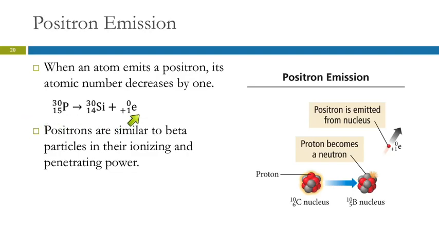So here we have an equation showing positron emission. So there's the positron. The atomic number is going down by 1. The mass number is staying the same. So positrons being anti-electrons and beta particles being electrons, positrons are similar to beta particles in terms of ionizing and penetrating power. Here we have an illustration of a carbon-10 nucleus undergoing positron emission, turning into a boron-10 nucleus.